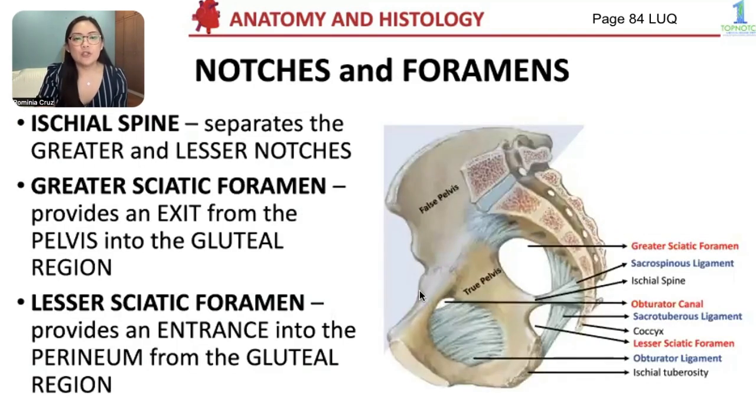So your bony pelvis is also composed of notches and two sciatic foramens. These two foramens are separated by the ischial spine and are bound by the sacrotuberous and the sacrospinous ligaments. So sacrum to the spines, sacrum to the tuberosities. Your greater sciatic foramen would provide an exit from the pelvis into your gluteal region, and your lesser sciatic foramen would provide an entrance to the perineum from the gluteal region.